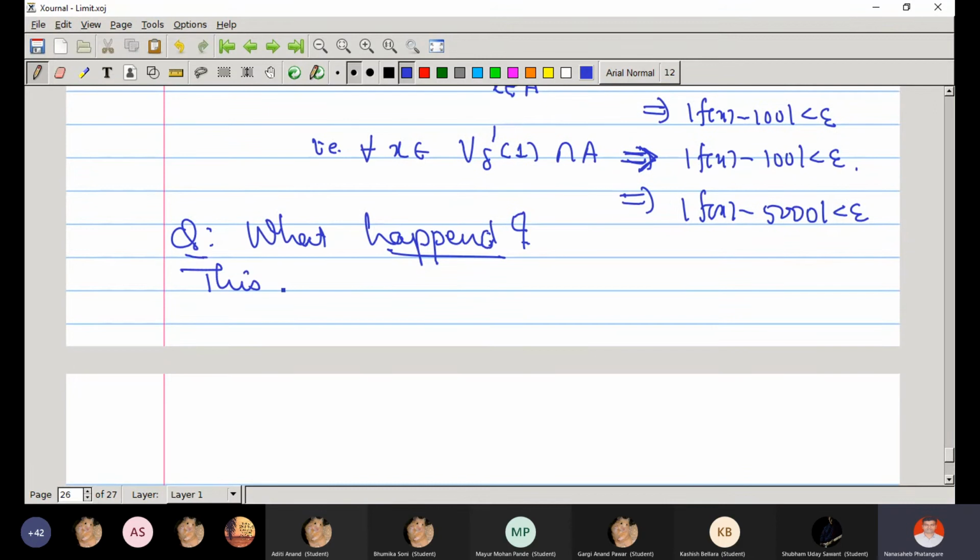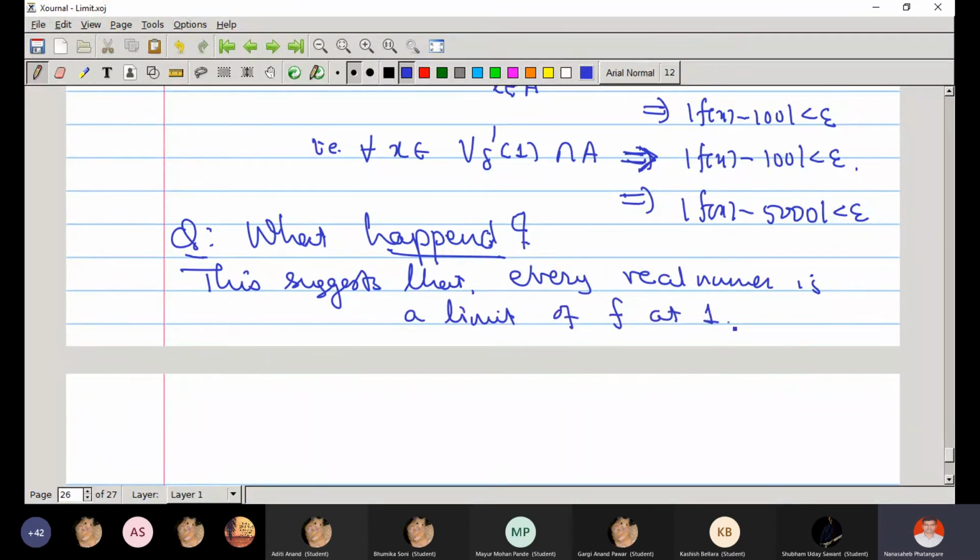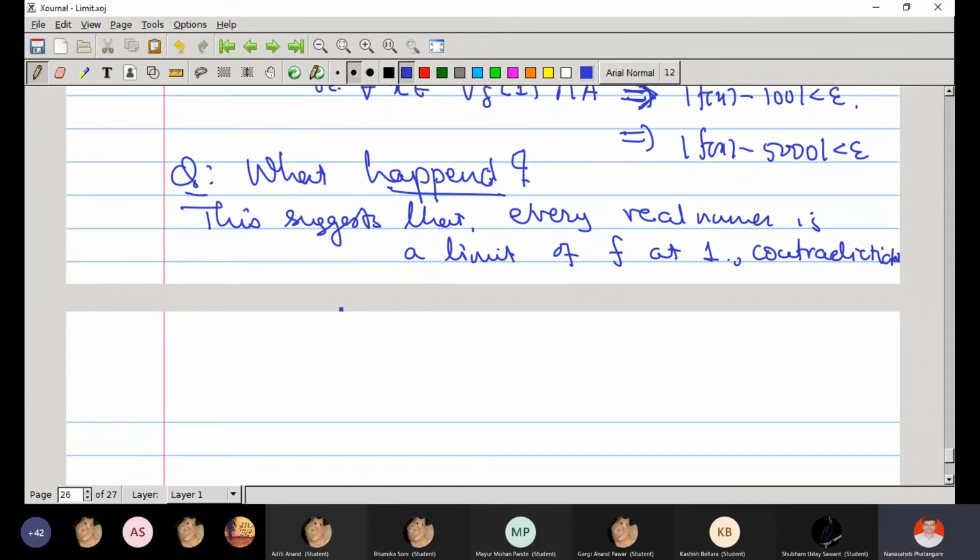This suggests that every real number is a limit of f at 1. Contradiction. Contradiction to what? Uniqueness of limit. Uniqueness of limit. At the same point 1 you can have many limits, so that fails.